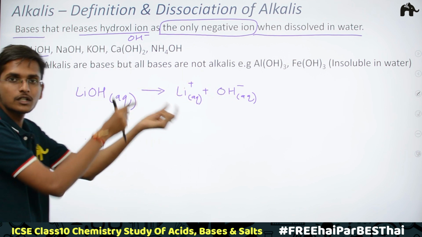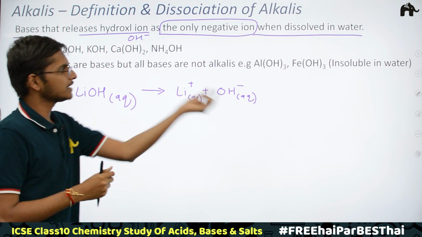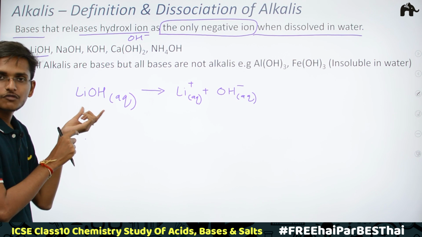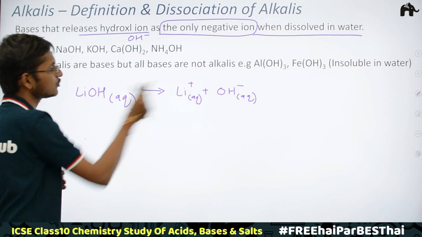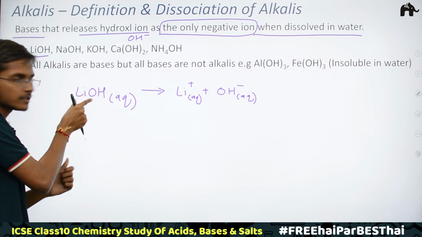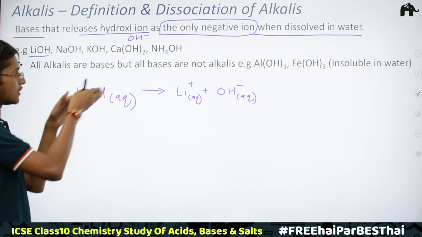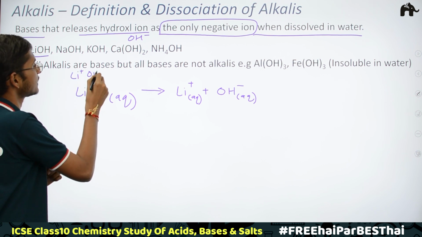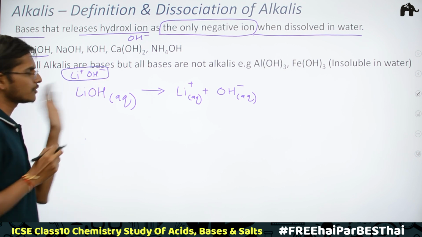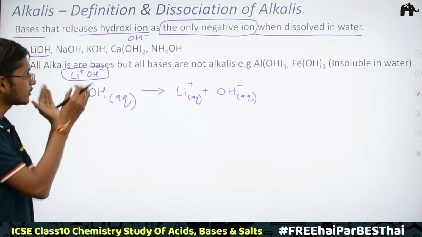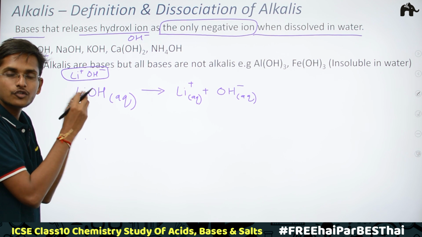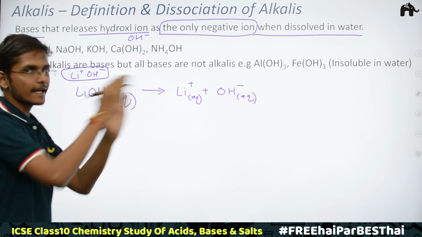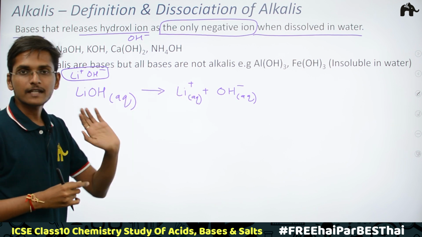This is happening in water, such that these ions are already existing in the solid state of the substance which is dissolved. See, these Li plus and OH minus ions are already existing in the solid state of LiOH, because it is an ionic compound. We have studied that ionic compounds consist of ions as their constituent particles. This is actually happening, therefore I am calling it dissociation.